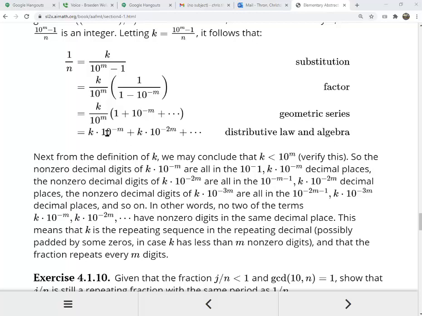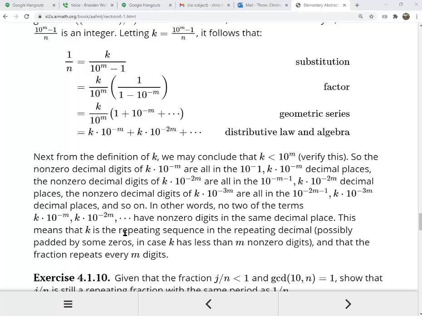What that basically means is that these different numbers don't overlap. From 10 to the minus 1 to 10 to the minus m, I have m different digits, so k is going to fit in there quite nicely. From 10 to the minus m minus 1 to 10 to the minus 2m, I still have m digits, and k fits in there too. So these numbers have distinct decimal places, and when I add them up there's no carrying. That's why no two of the terms, k times 10 to the minus m, k times 10 to the minus 2m, etc., have non-zero digits in the same decimal place.